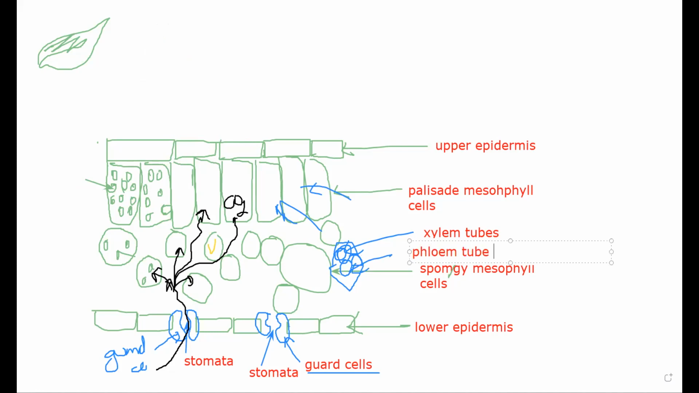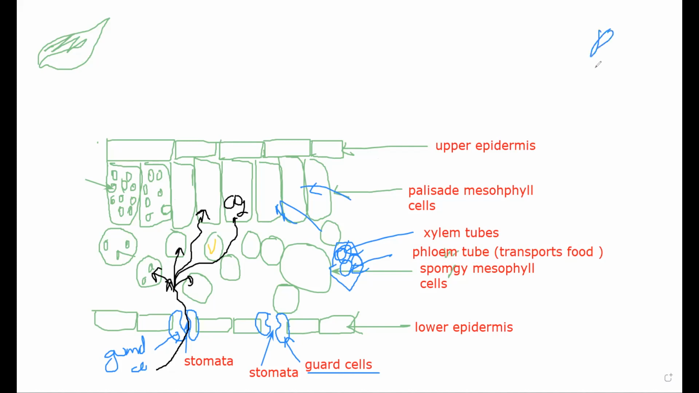Phloem tube transports food, okay? Just like xylem tubes transport water, phloem tubes transport food. Understood? I will say what that food is. The food, whatever is now made in the leaf, should go into the other parts of the plant, right? Now the food is made.